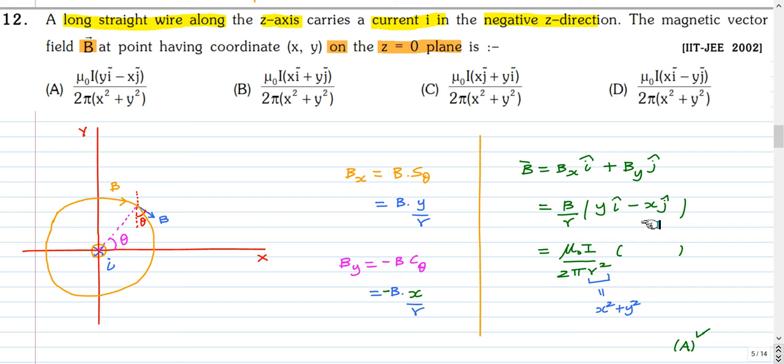B can be found by using Ampere's circular law, which is mu naught I by 2 pi r. So from this we get the magnetic field as mu naught I by 2 pi r square into this quantity, and r square is x square plus y square. So the correct option is option E. The i component is y and the j component is minus x, and the factor that's outside is mu naught I by 2 pi (x square plus y square).